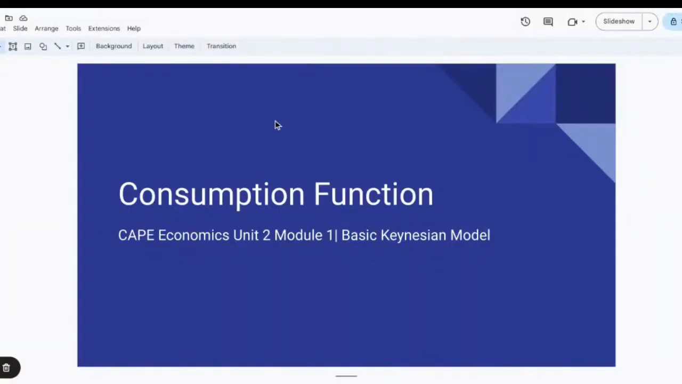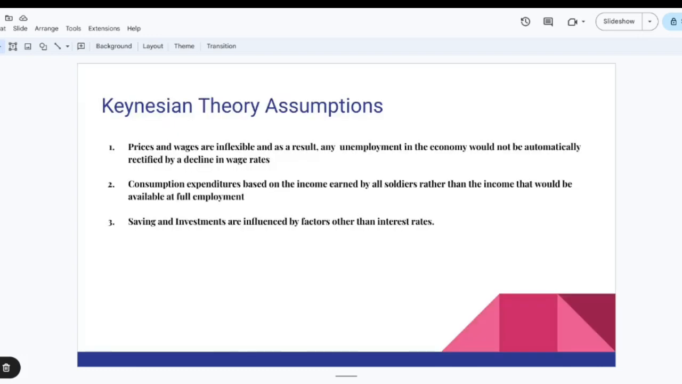All right, so we will be looking at the consumption function of the CAPE Economics syllabus for Unit 2. We're focusing on Module 1 under the topic of the basic Keynesian model. Before that, we have to speak about some of the assumptions of the Keynesian theory.